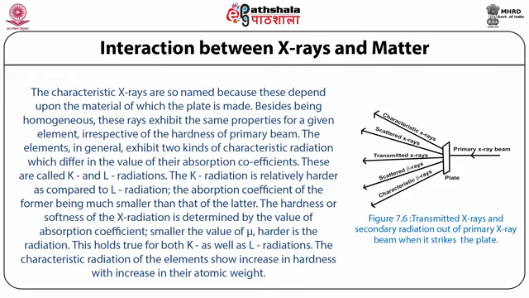The elements, in general, exhibit two kinds of characteristic radiation which differ in the value of their absorption coefficients. These are called K and L radiations. The K radiation is relatively harder as compared to L radiation, the absorption coefficient of the former being much smaller than that of the latter. The hardness or softness of the X radiation is determined by the value of the absorption coefficient. Smaller the value of mu, harder is the radiation. This holds true for both K as well as L radiations. The characteristic radiation of the elements shows increase in hardness with increase in their atomic weight.